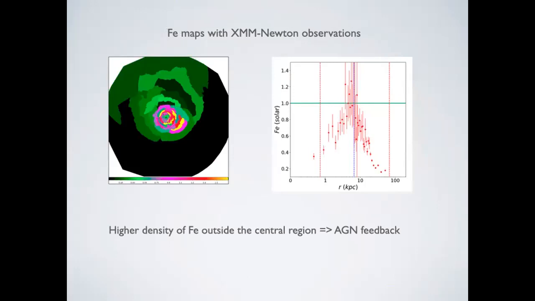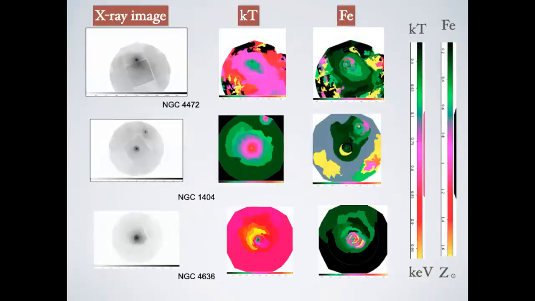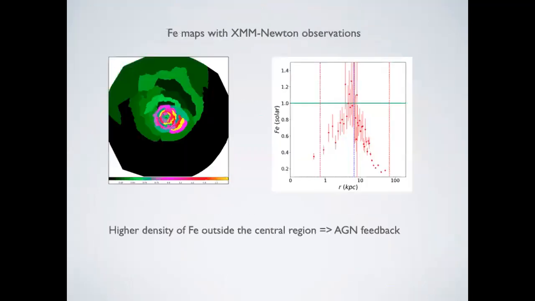So again, I'm sorry about the label here, but just quickly going back to this one. Green is 0.2 solar metallicity, and yellow is up to 2 solar metallicity, so twice the solar metallicity. At the center, you see a subsolar iron abundance, but outside the center, you see a higher abundance of iron. This is also what we see with the one-dimensional abundance profile, where the peak of the iron abundance actually happens away from the center.